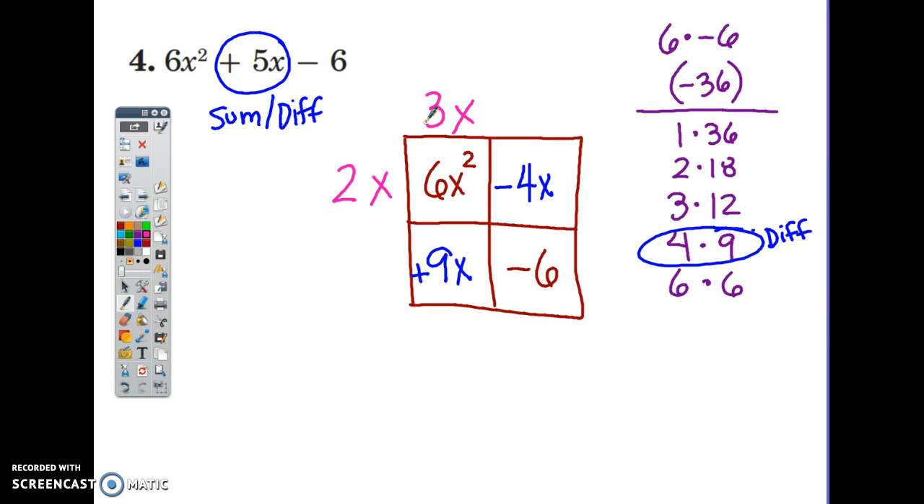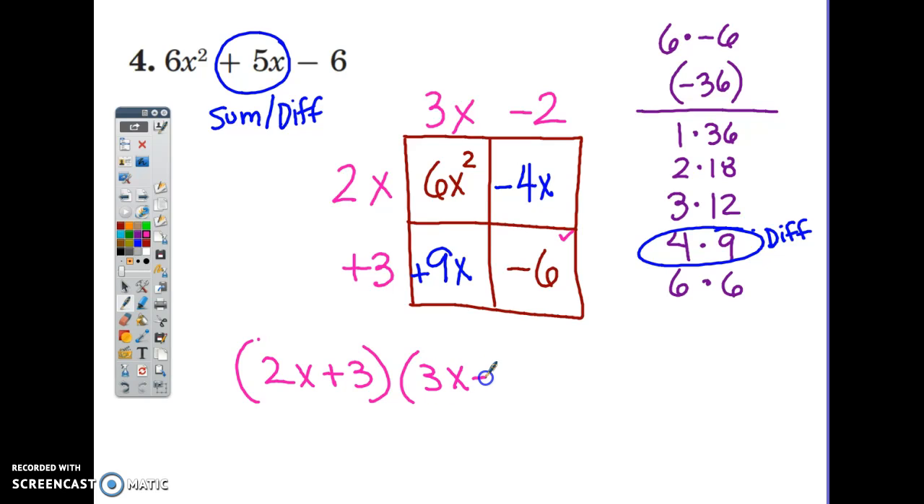So then we start dividing. We do the actual dividing. What's 9 divided by 3? Positive 3. What's negative 4 divided by 2? Negative 2. And then you multiply the last 2, make sure that it gives you that negative 6. 3 times negative 2 gives you negative 6. So my factors are 2x plus 3 and 3x minus 2.